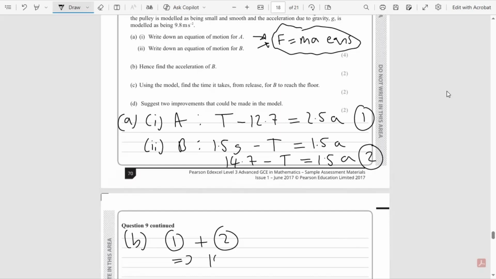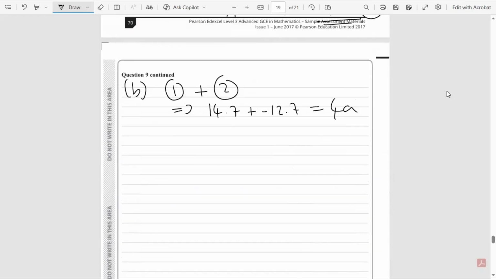And that then suggests we have 14.7 plus minus 12.7, which gives us 2. Then on the right side, if we add the two right sides, the 1.5a and the 2.5a, that gives us 4a. So that's going to be 2 on the left side and 4a on the right. Therefore, the acceleration is equal to 0.5 meters per second squared. Perfect, that's part B done.